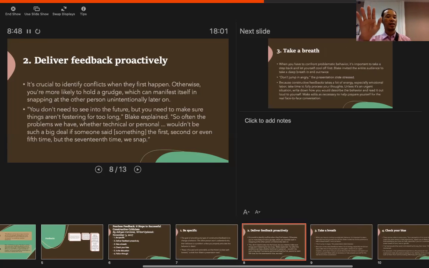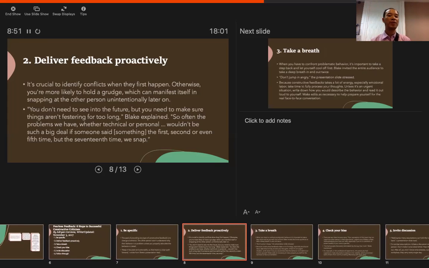Then it's crucial to identify conflicts. Yes, you can say about the conflicts or some faults when they first happen. Especially in a crisis event, you have to speak it, but we must not hold a grudge. You know this word? Grudge. Grudge, when you hear it, it sounds like grinding your teeth. I remember it like that. Hold a grudge, so resentful.